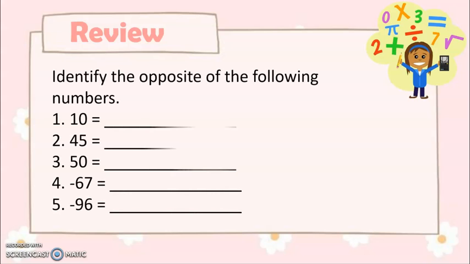Review again. We have to identify the opposite of the following numbers. This is about the concept of opposite. Number 1, opposite of 10 is, of course, negative 10. Next, opposite of 45 is negative 45. Opposite of 50, negative 50. Opposite of negative 67, that is positive 67. And opposite of negative 96, that is positive 96.